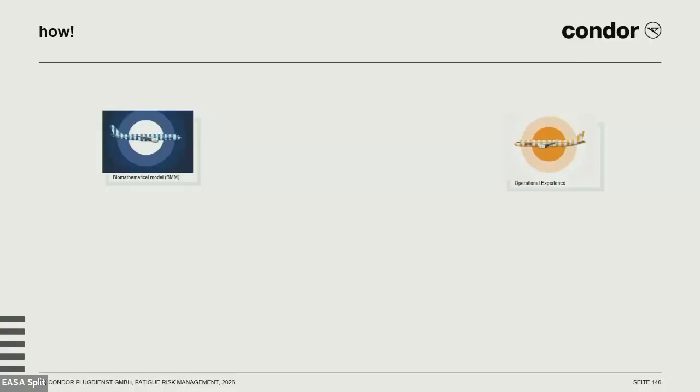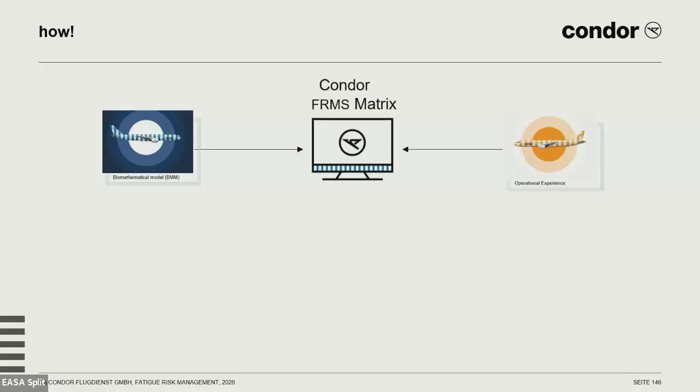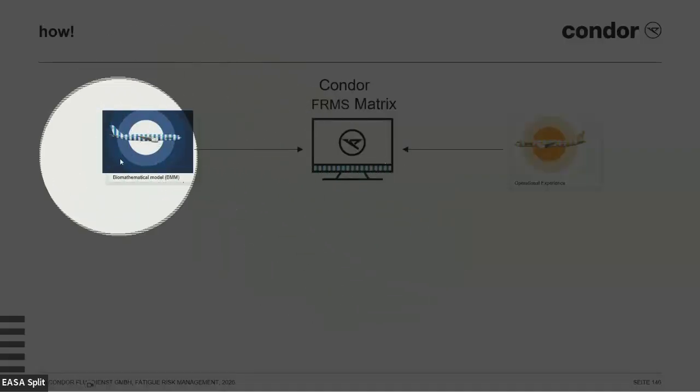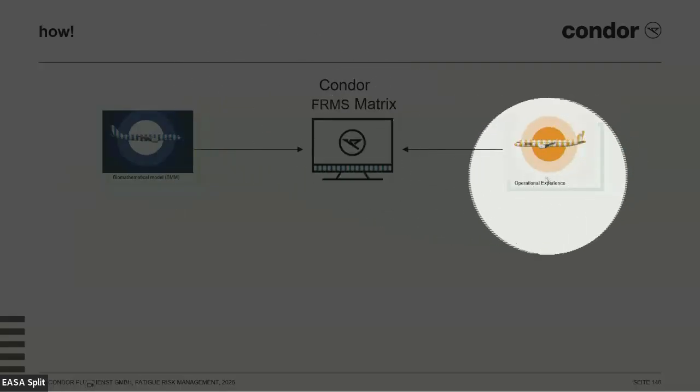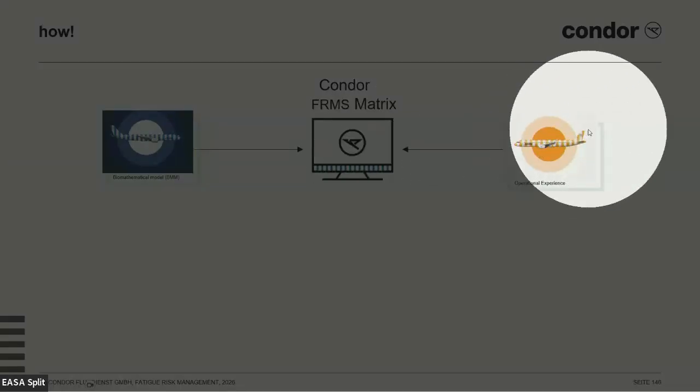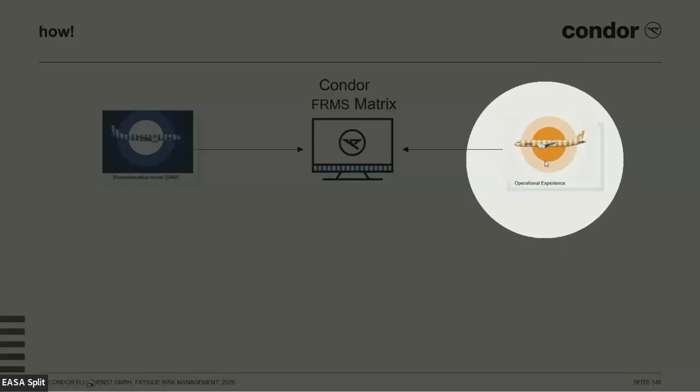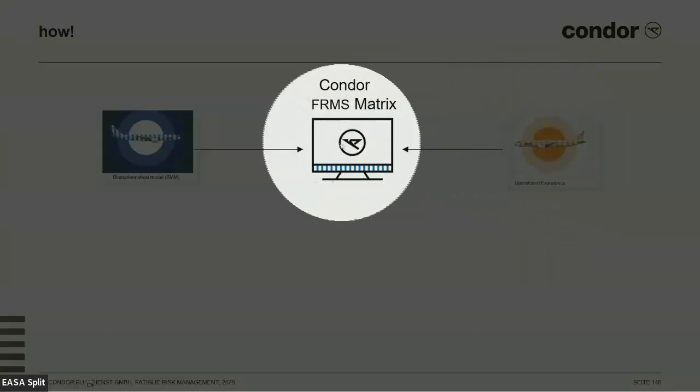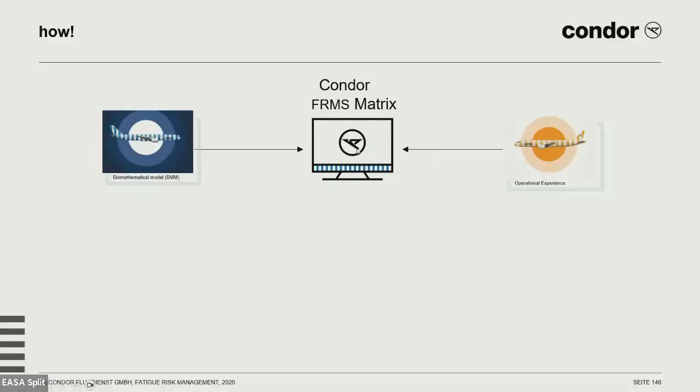So let's talk about how we handle fatigue risk in our company. We have on one hand the biomathematical model, I will tell you later on which one, and on the other side we have the operational experience. We are getting figures from the model, and we get experience from our crews, but also from our departments working for us, and we bring this together in big figures in the so-called Condor FRMS matrix. I will show you what this is.